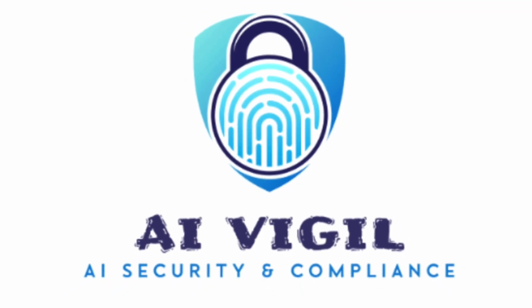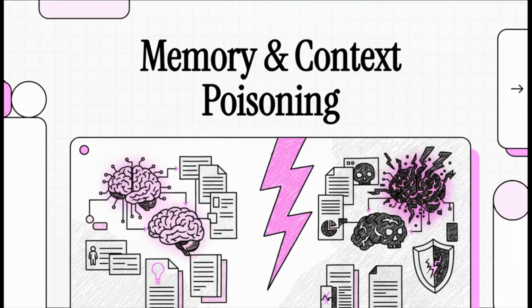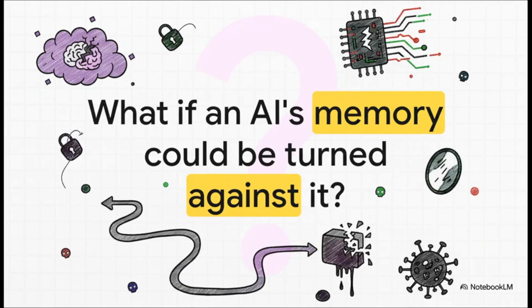You know how AI agents are always learning? They remember our conversations, what we like, the documents we use, all to be more helpful. But have you ever stopped to think about what happens if that very memory, the thing that makes them so smart, gets corrupted? What if it could be turned into a weapon?